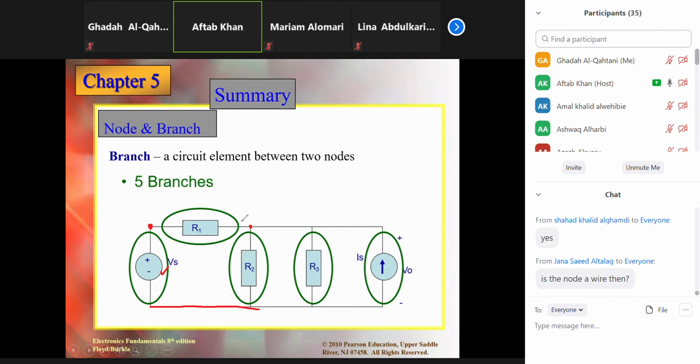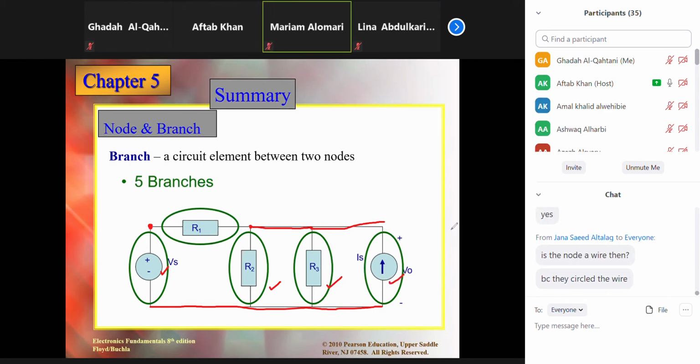What is that? Is the node a wire then? Node cannot be a wire. Which node are you talking about, Jana? So this is already, as I told you, a single node. So between this node and this node, these 3 elements are connected. Node, branch, branch, and branch. So these are the branches. I didn't get your question, Jana. Which wire did they circle? Can you show me? Which wire?